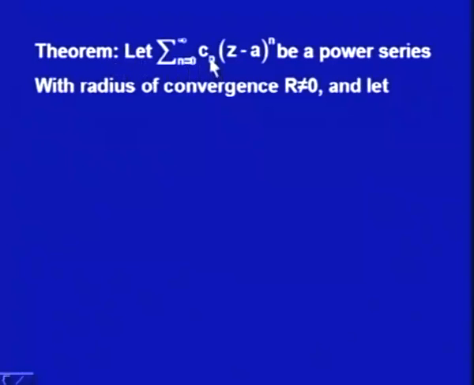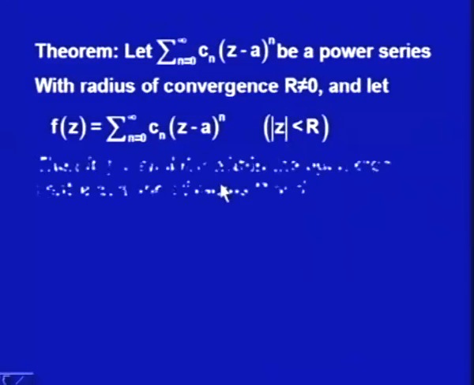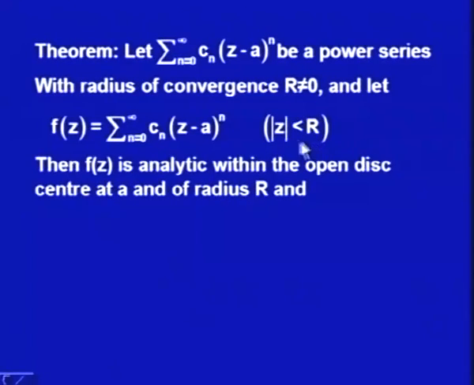Next, if we have a power series with radius of convergence positive r not equal to 0, and let f(z) be represented as this whenever |z - a| is less than r, where the radius of convergence of this series is r, then f(z) is analytic within the open disk centered at a with radius r, and f'(z) is equal to the summation from n equals 1 to infinity of n c_n (z - a) raised to power n minus 1.